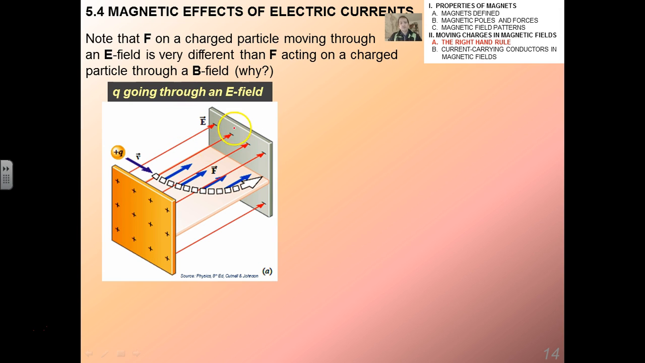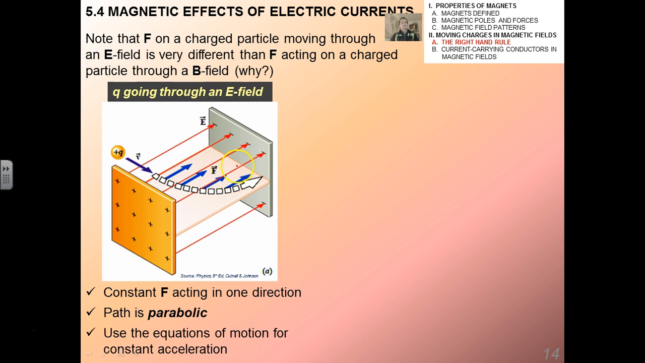A charge going through an electric field moves in a parabolic fashion, and that's because you have a constant force acting in one direction. It's exactly the case of kicking a ball off a cliff. You have the weight or the gravitational force constantly acting on the ball. Therefore, it's accelerating, and it moves in a parabolic fashion. That's exactly how charges move through electric fields. The path is parabolic, there's a constant force, and that means we can use the equations of motion for constant acceleration, all right, from our kinematics unit.